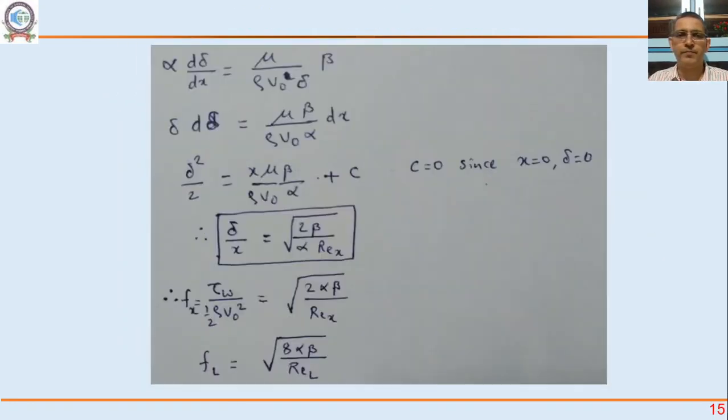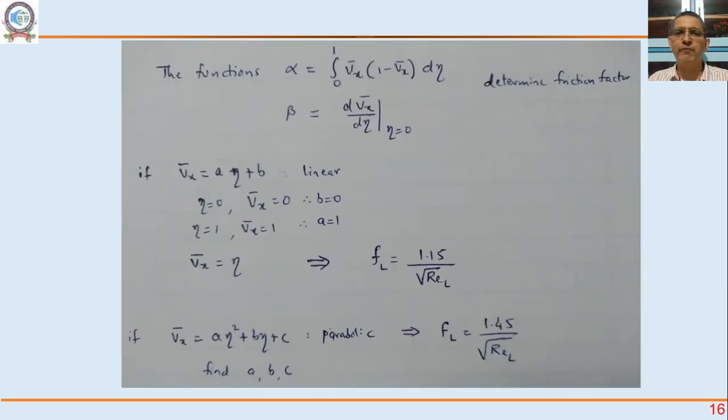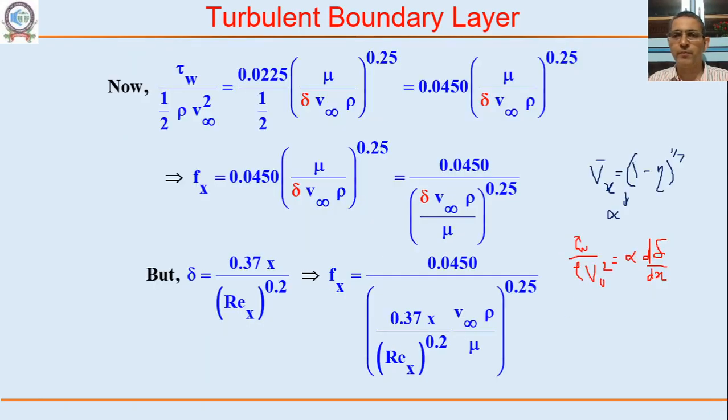This expression. What is the other expression? Tau w by rho v naught square is beta. Beta is coming from the slope, mu by rho v naught delta, beta. It is this. So I need the slope, right? That's going to come from experiments for turbulent flow. Okay. So tau w by rho v naught square.